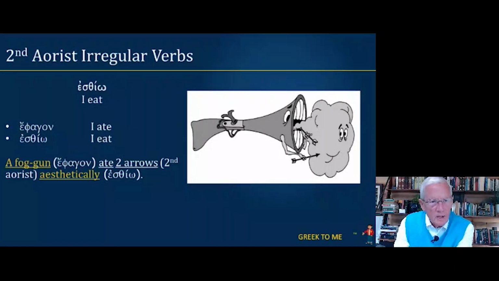Esthio, the second aorist is ephagon. Now remember the future of esthio was phagomai. So we have that phag stem that carries over. So what do we have here? A phagon. You've never seen something like this. So a phagon ate two arrows aesthetically. And the word aesthetically helps us with esthio.